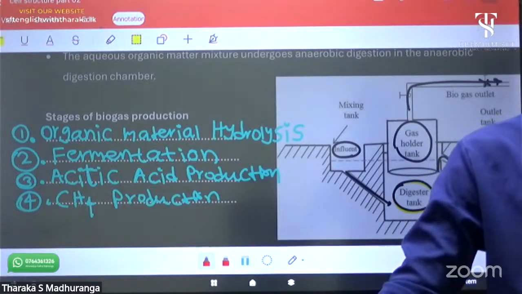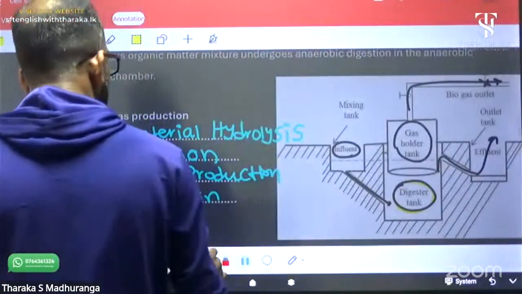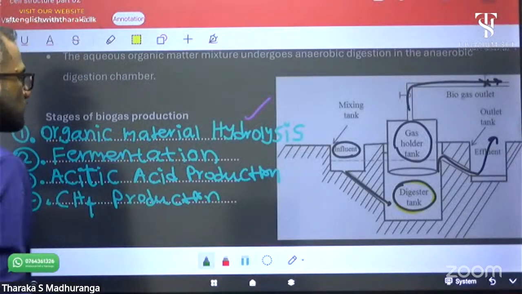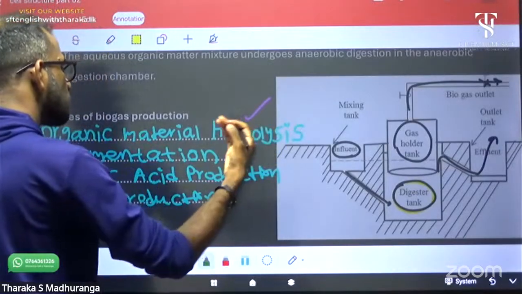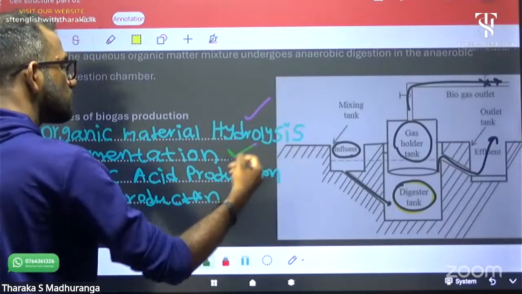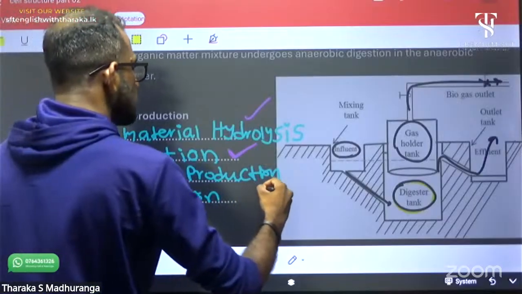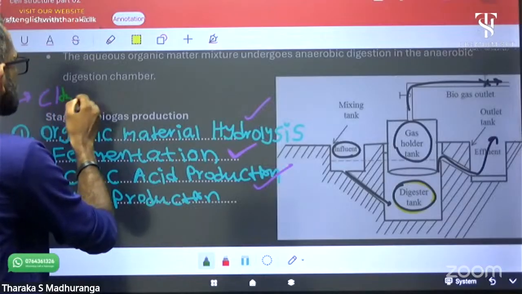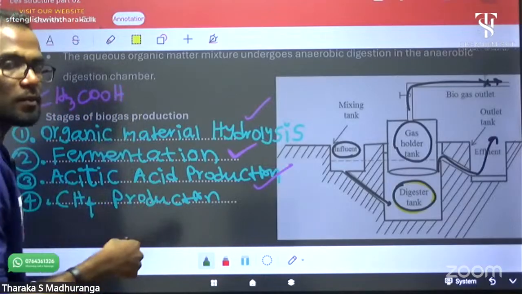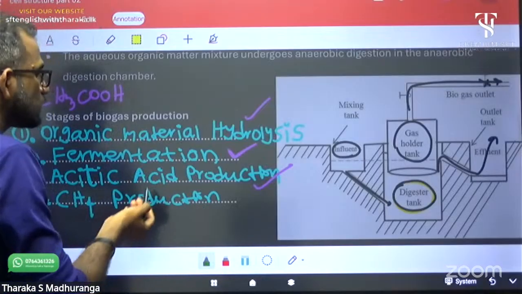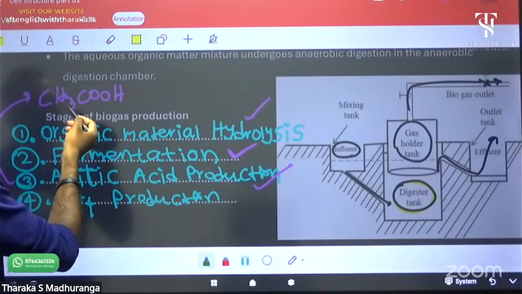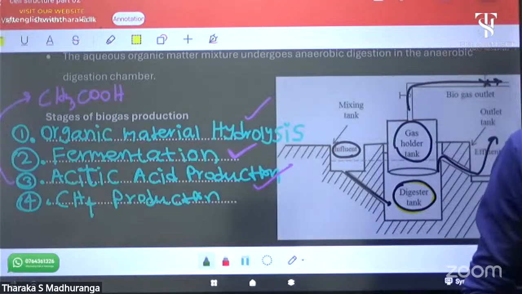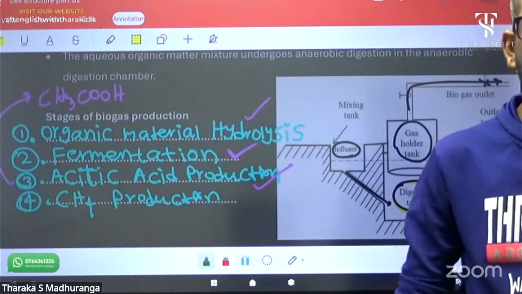First, what happened? What's the first step? Organic material hydrolysis. Hydrolysis means breakdown into simple compounds. Then fermentation: these broken down compounds are fermented by anaerobic microorganisms. As a result of fermentation, it's producing acetic acid. Acetic acid means CH3COOH. Then this acetic acid converts into CH4, methane. Right? That's the biogas production process.